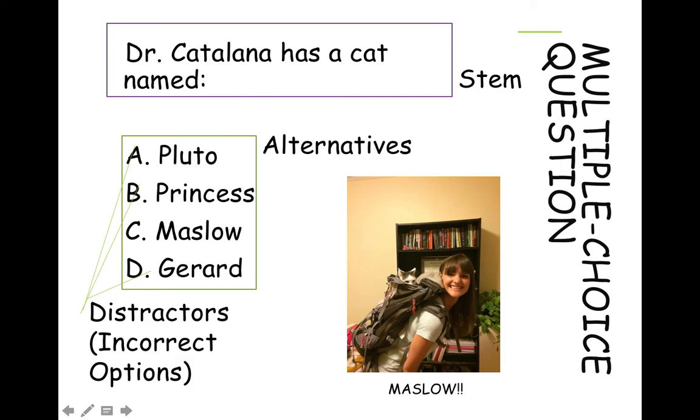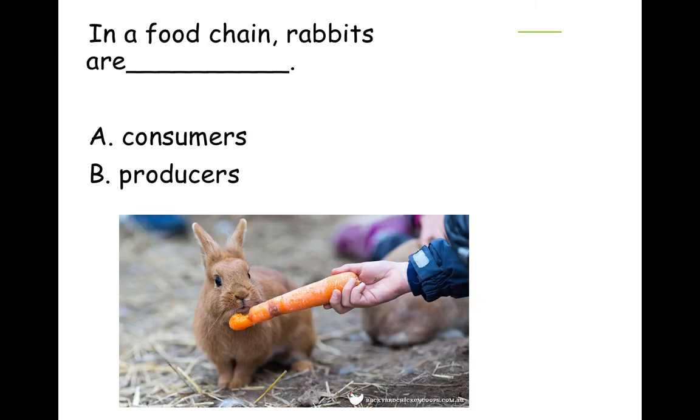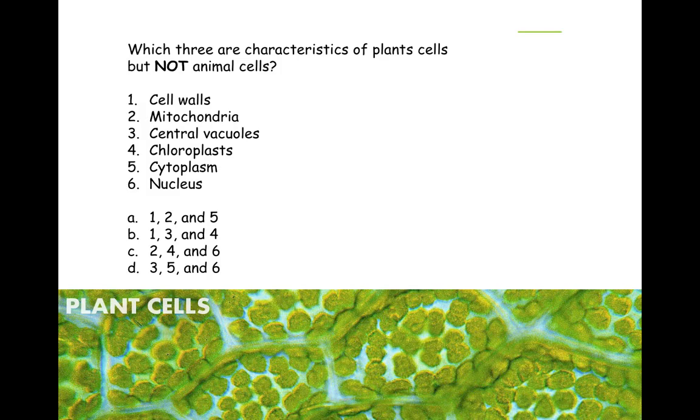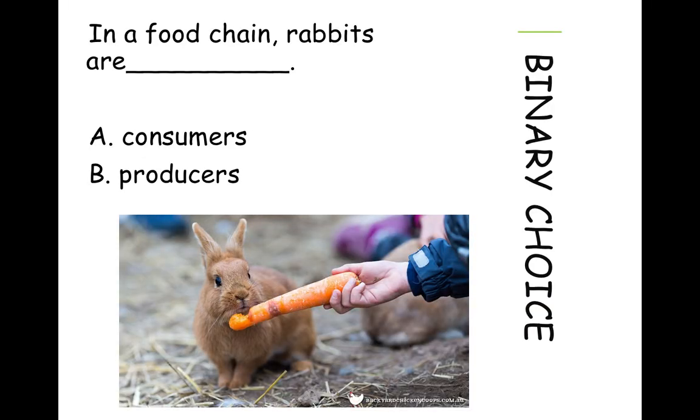So multiple choice. This one is very similar. In a food chain, rabbits are. So here's your STEM. What is our answer? Nope. What's the answer, guys? They're consumers. They're eating the carrot.